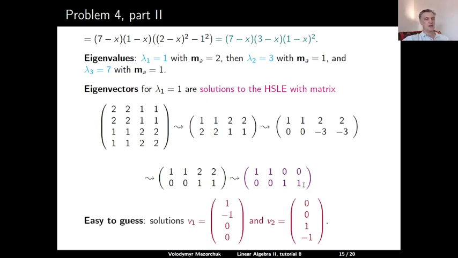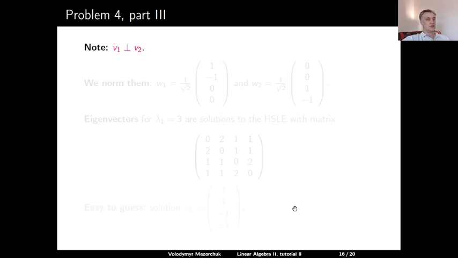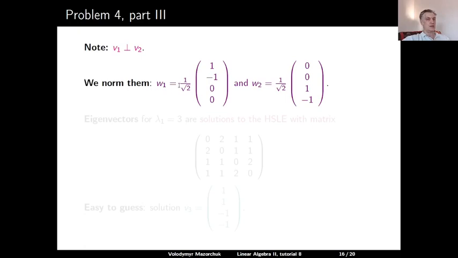Here again, it's easy to guess two linearly independent solutions: 1, minus 1, 0, 0, which we denote by V1, and 0, 0, 1, minus 1, which we denote by V2. Note that they are orthogonal to each other, so we need only to norm them. So we get W1 is 1 divided by the root of 2 times 1, minus 1, 0, 0. The length of this vector 1, minus 1, 0, 0 is root of 2. And similarly, W2 is 1 divided by the root of 2 times 0, 0, 1, minus 1.